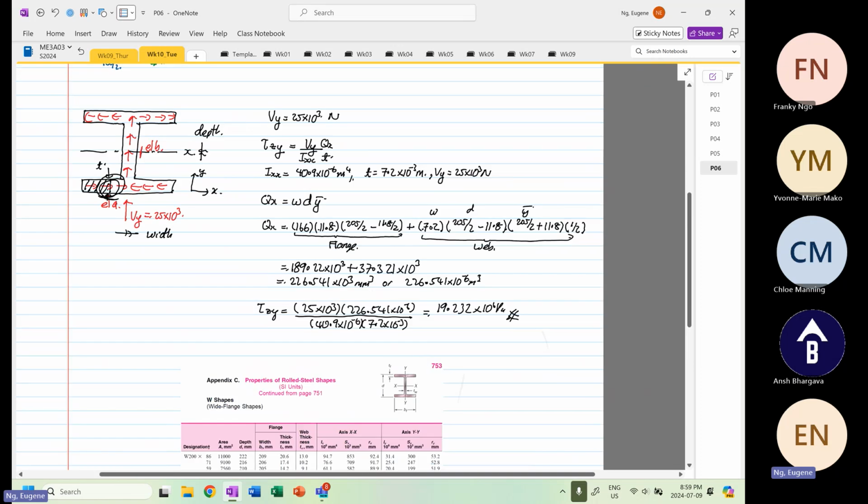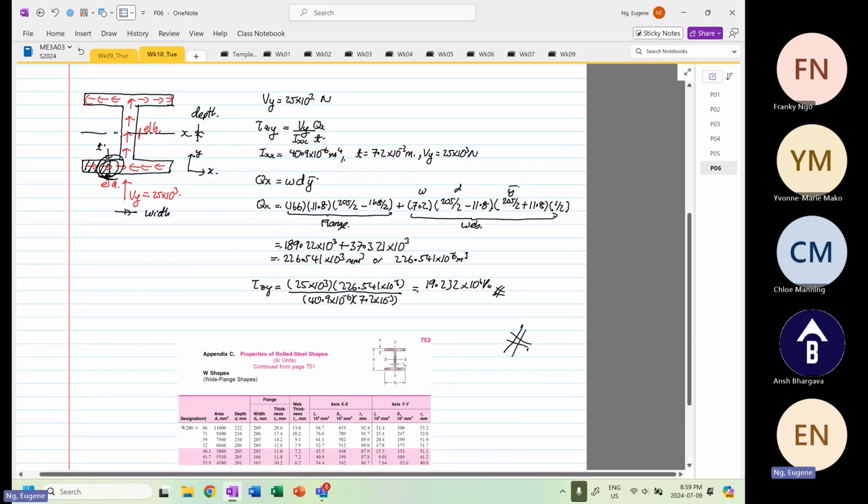Okay, so I'm going to stop here. So these are the shearing stresses acting for element B.